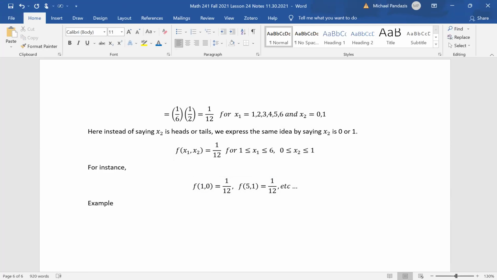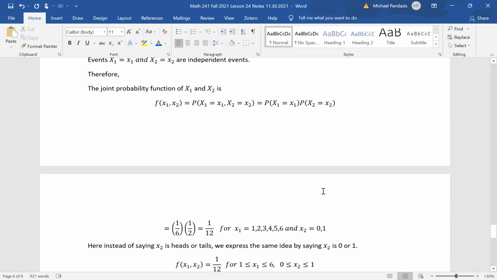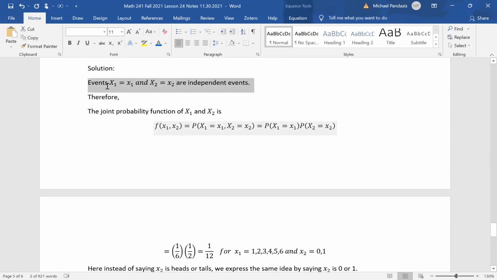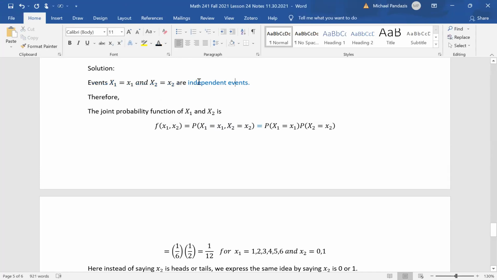Okay, so example 7.3. Keep in mind in this last example, we needed the fact that x1 and x2 are independent events, because the fact that they're independent allowed us to use this equal sign here to say that the probability of both these things happening is the product of their respective probabilities. That's from independence.